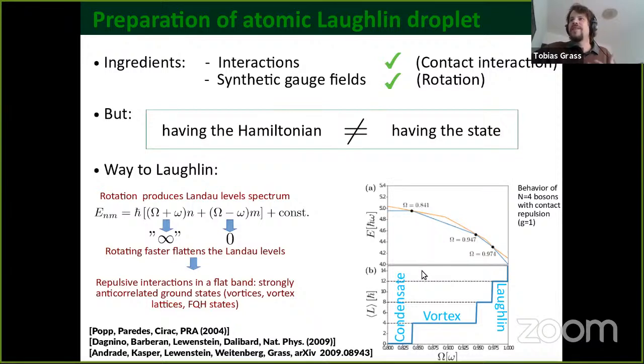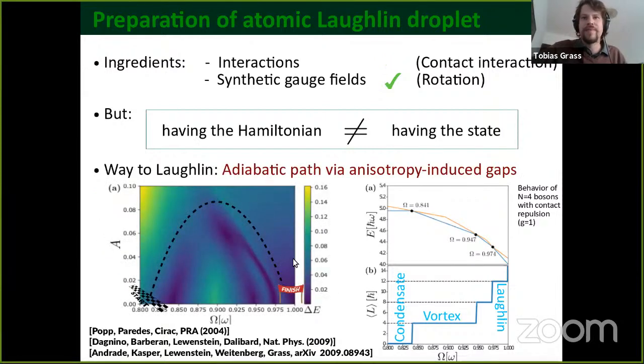So actually the system picks up this angular momentum when we increase the rotation, and we have to first of all destroy the rotational symmetry so that a gap opens at these crossings. So for instance, we have to deform the trapping potential. And then if you do that, we get an energy landscape like that. This is the anisotropy and this is the rotation frequency, and the colors are the gap. Blue means there is a closing of the gap. So we have these three level crossings here.